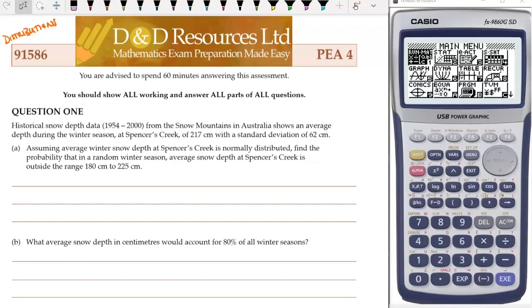It's excellent practice for getting ready for these externals, actually going through writing them out on paper before you watch my walkthrough tutorials on this. Okay, so this one is for probability distributions, which is standard 91586. It's a stats external, and we are looking at their practice external assessment number 4 from their booklet.